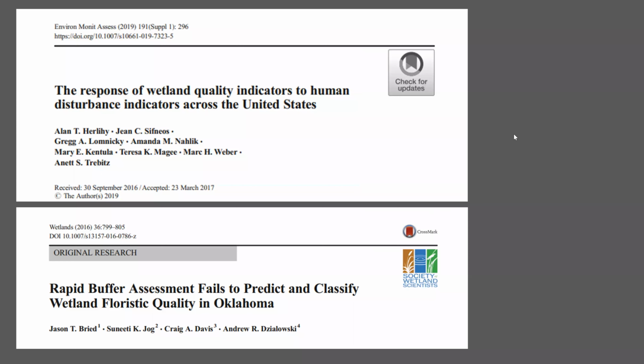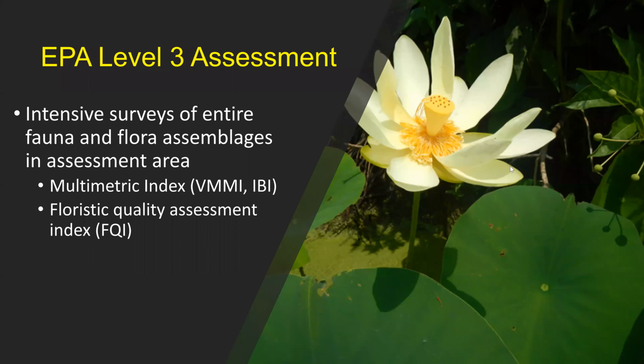And once again, people have looked at this in various contexts. We looked at it in Oklahoma as well, and what we found was that rapid assessment did not predict and classify wetland floristic quality. So when we're looking at proxies, we were saying that people are looking to see if level 1 and level 2 can actually replace level 3 assessments. We didn't think so. So what are these level 3 assessments?